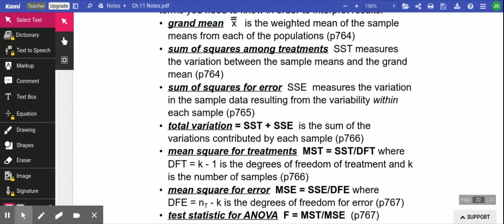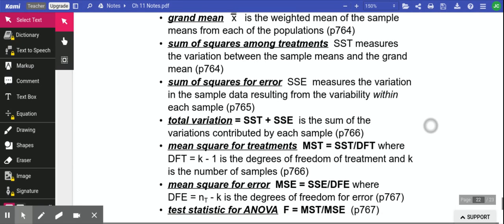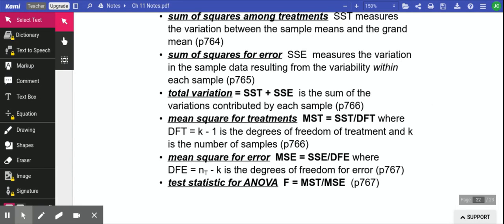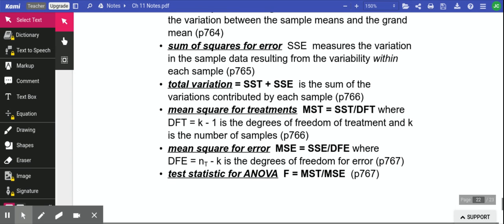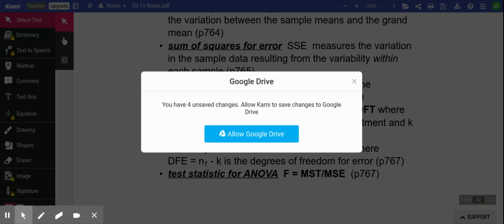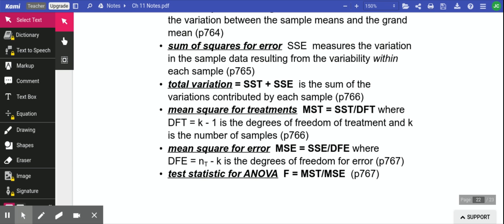Total variation is we take the SST plus the SSE. So that's what we use for that. Mean squares for treatments is SST divided by DFT. That's the degrees of freedom of the treatment, which is K minus 1. K is the number of samples. Mean square for error is MSE, and we find that by taking SSE divided by DFE. That's the degrees of freedom for error. And finally, the test statistic, it's going to be an F value. You take MST over MSE.